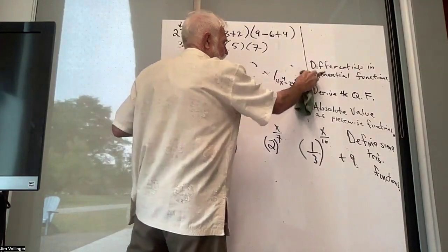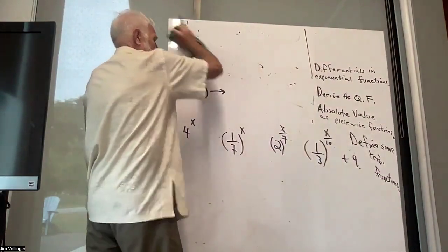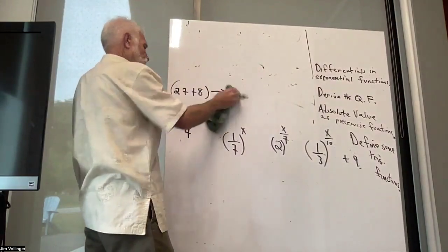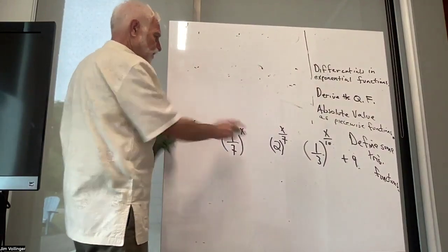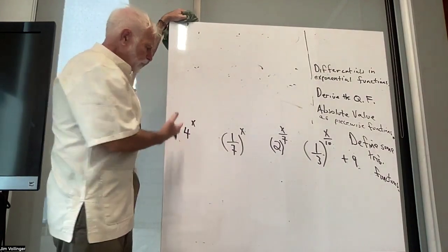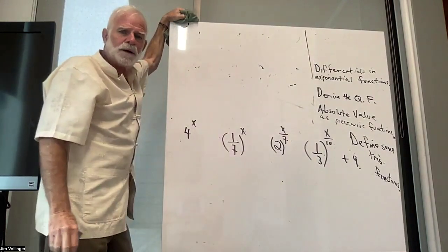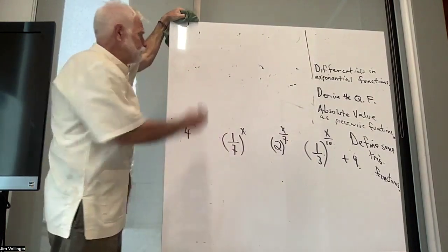The conversation has started. You'll see it on every worksheet, the rest of the term. Now I have a little more space to work with. I already did 27 plus 8. Now I'm talking about differentials. So let's say you have an exponential function with these bases. Then you should be able to do the following with ease.